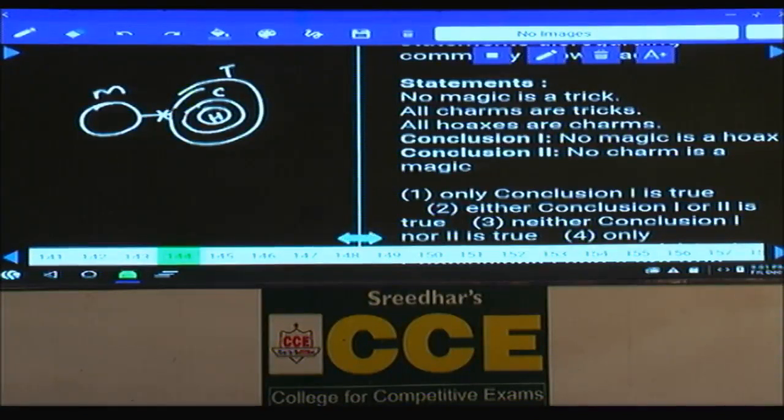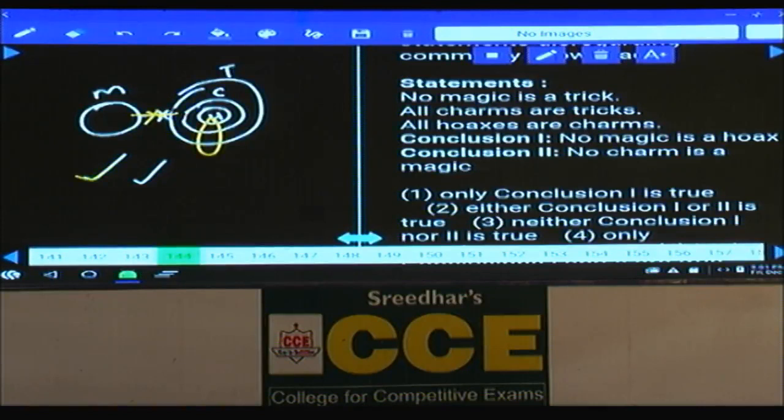Then coming to the first one here, no magic is a hoax, definitely true. Then coming to the second one, no charm is a magic, that is also true. Now to make these two conclusions false, now we need to draw the alternate diagram. What is the alternate diagram here? Some of the magics are hoaxes. Some magics are hoaxes means magic and a hoax should be intersected like this. No charm is a magic means some of the charms are magic. But as here it is not possible to write like this, hence neither the first conclusion nor the second conclusion can be false.